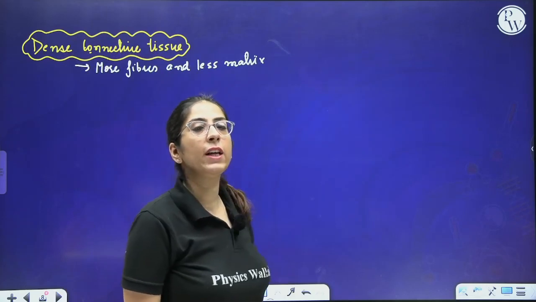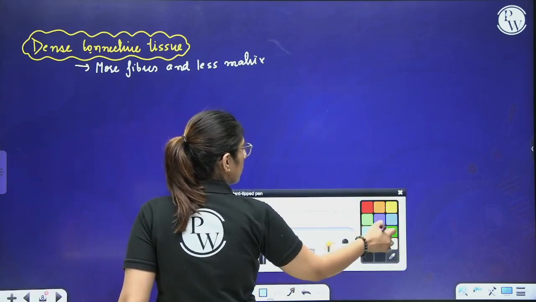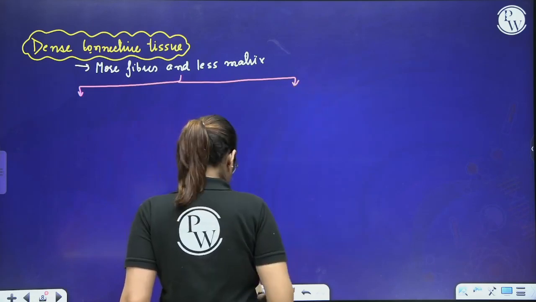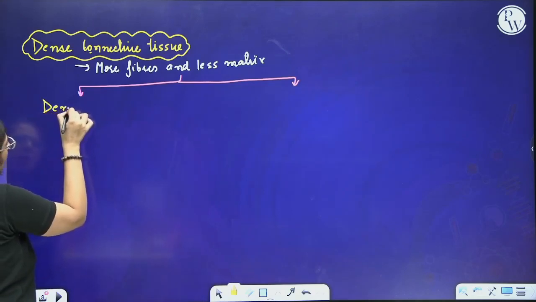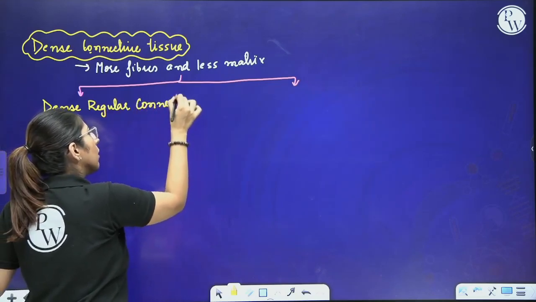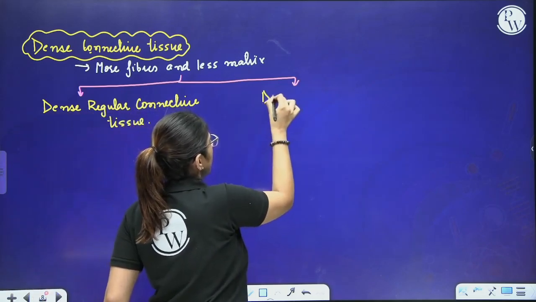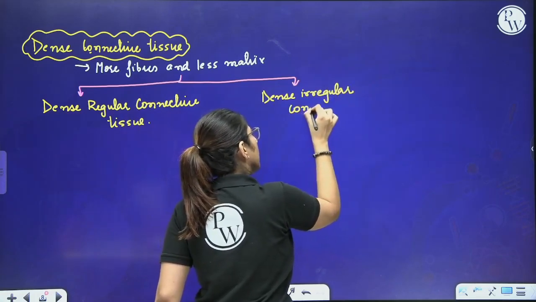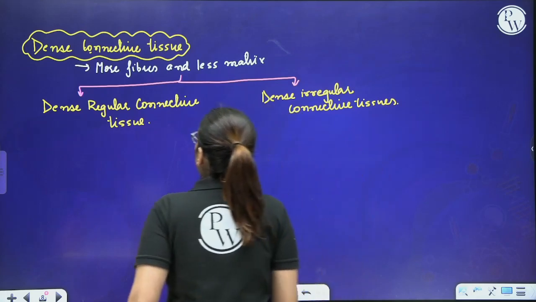Now, dense connective tissue, we classify the dense connective tissue in two different groups. First one we have is the dense regular connective tissue. Dense regular connective tissue. And the second one we have is dense irregular connective tissue. Dense irregular connective tissues. Now, dense regular connective tissue.